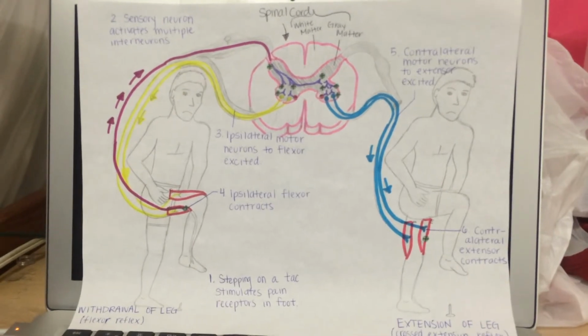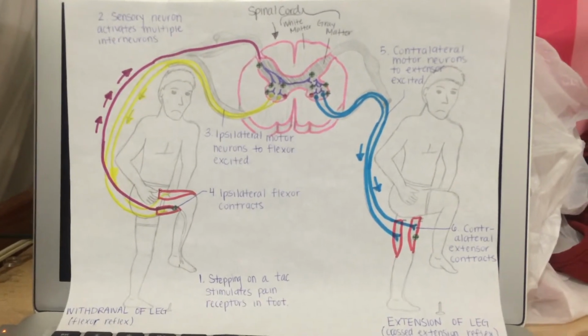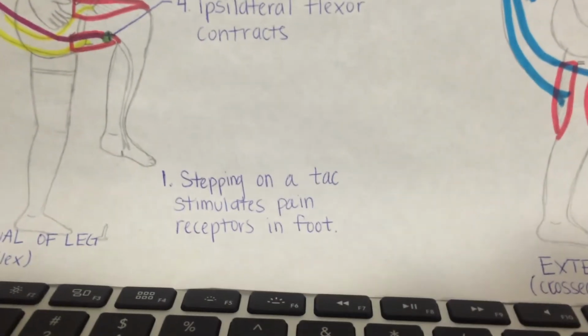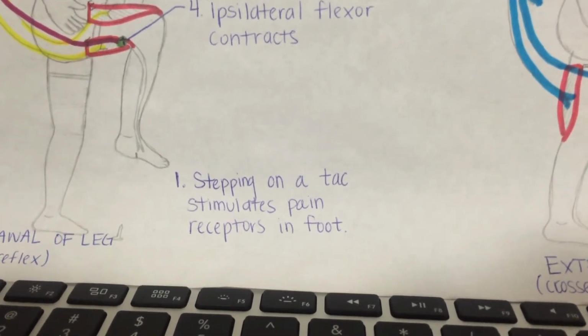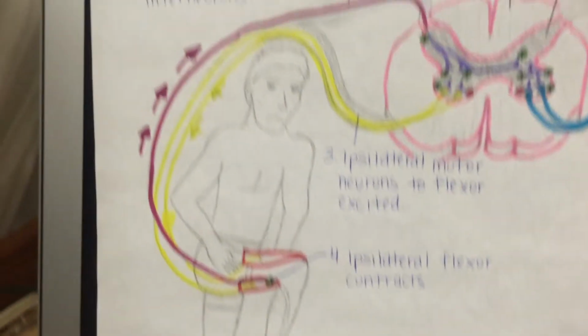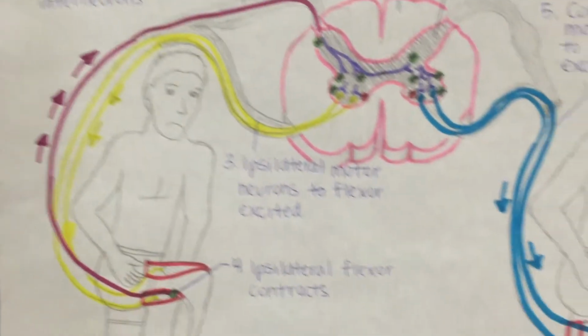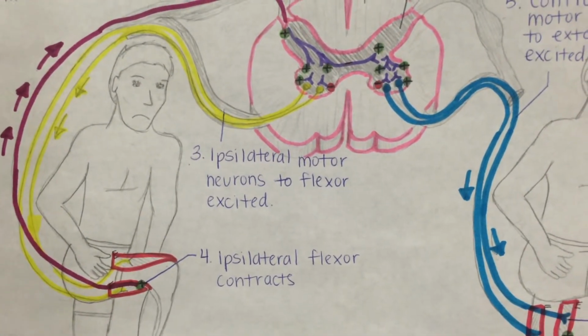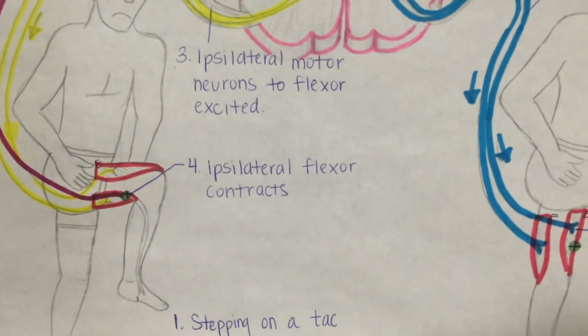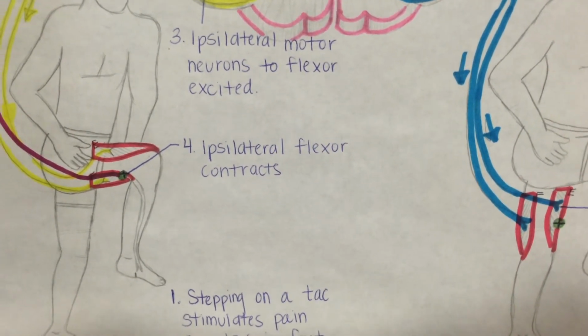It is through these 6 steps that we can understand how cross-extension reflex works. In step 1, stepping on a tack stimulates pain receptors in the foot. Sensory neuron activates multiple interneurons. Ipsilateral motor neurons to flexor excited. Ipsilateral flexor contracts.